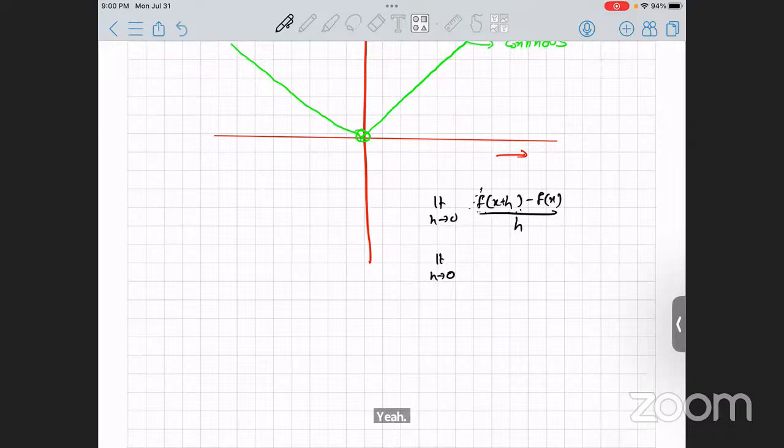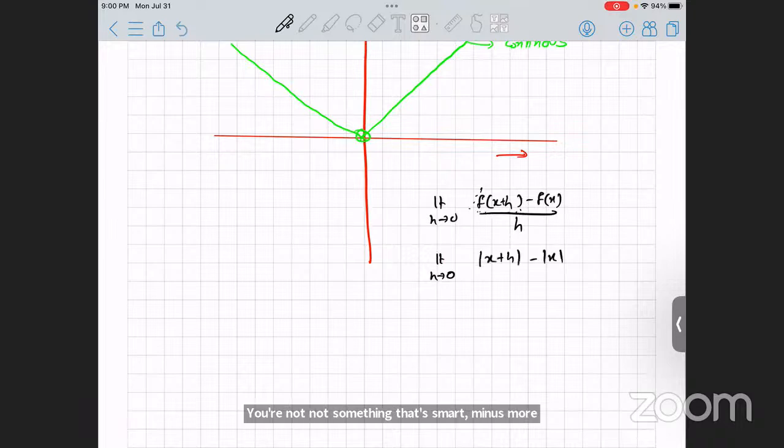Okay, let's apply it like this: mod of x plus h minus mod x, divided by h. Okay? Agree?